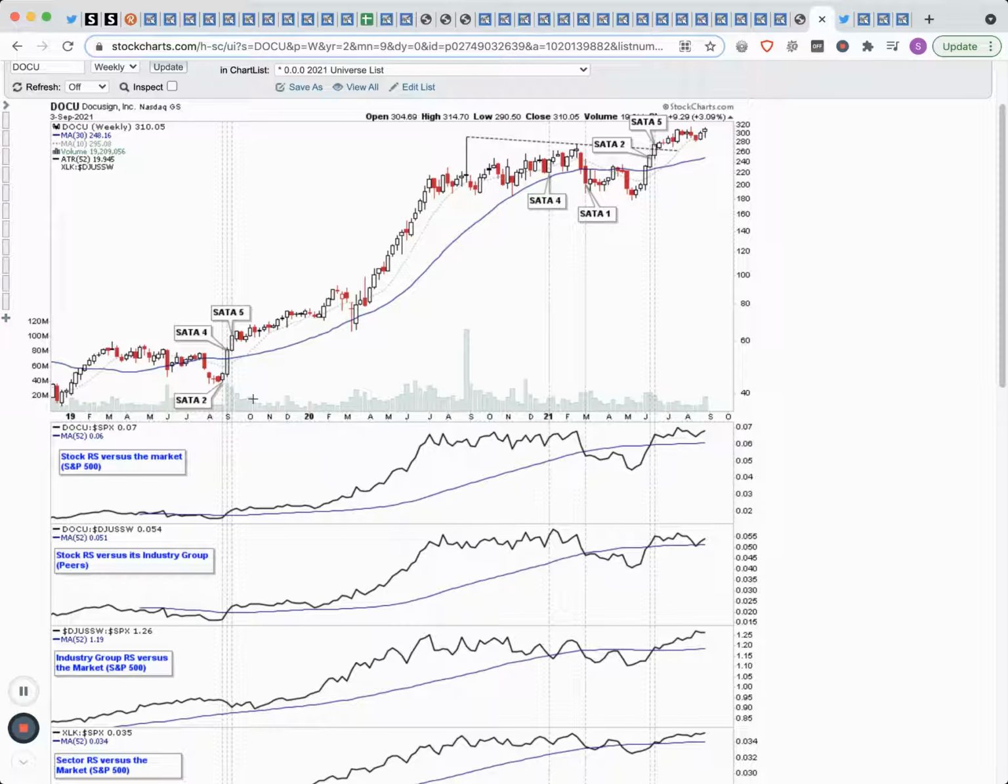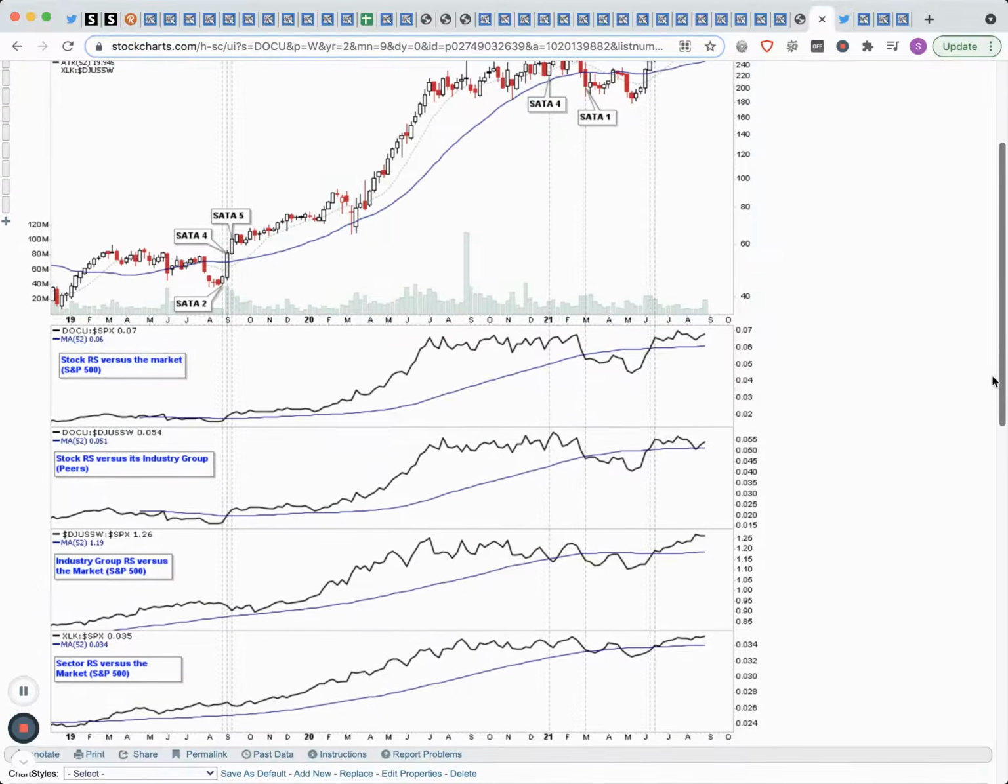And as I said, so we go back down here. You can see this point here. We had this big thrust after a Wyckoff spring, back through the 30-week moving average, and the SATA score was a 4. As you can see, this down here, this was a yes, this was a yes, and this one, but it was still at this point.